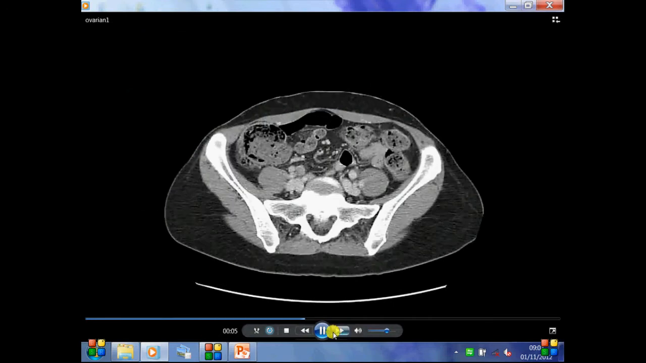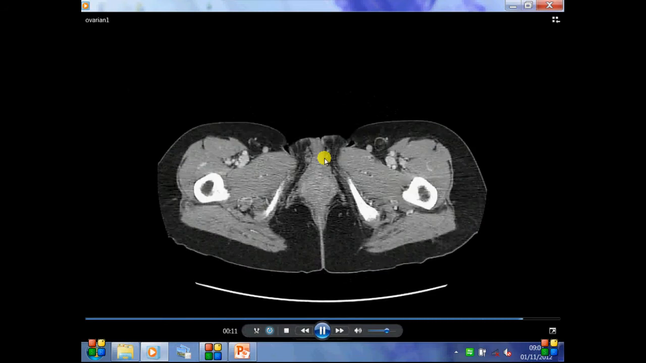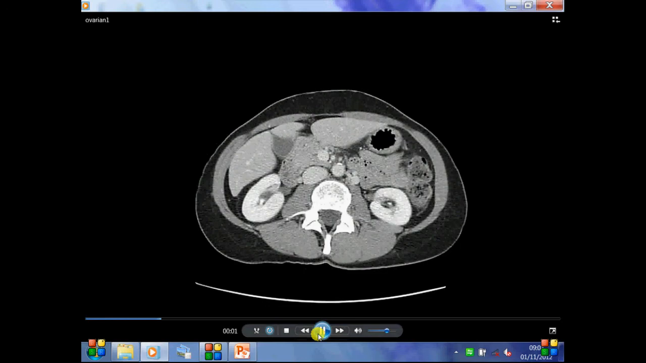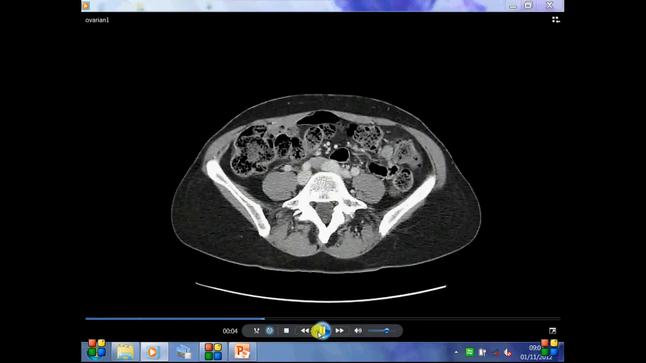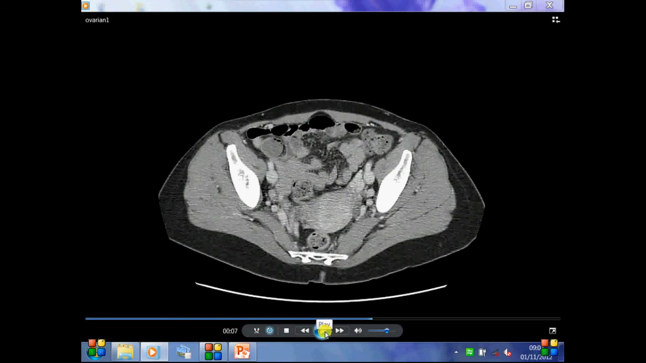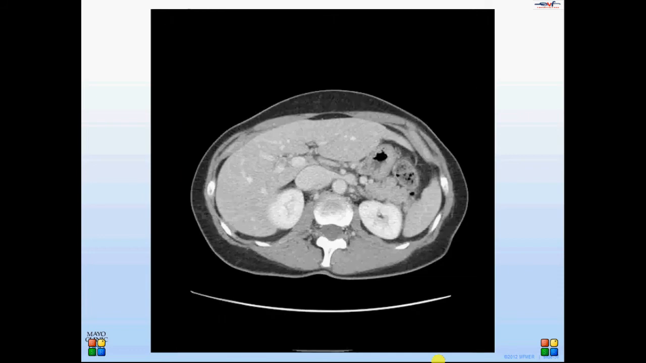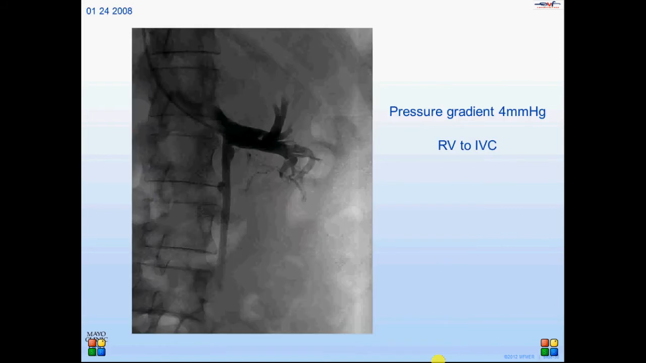you will note the varicosities in the pelvis, the varicosities in the perineal area, but you will also note here compression of the left renal vein by the superior mesenteric artery. Let's just go back to that. And here you can see the compression of the renal vein by the superior mesenteric artery.